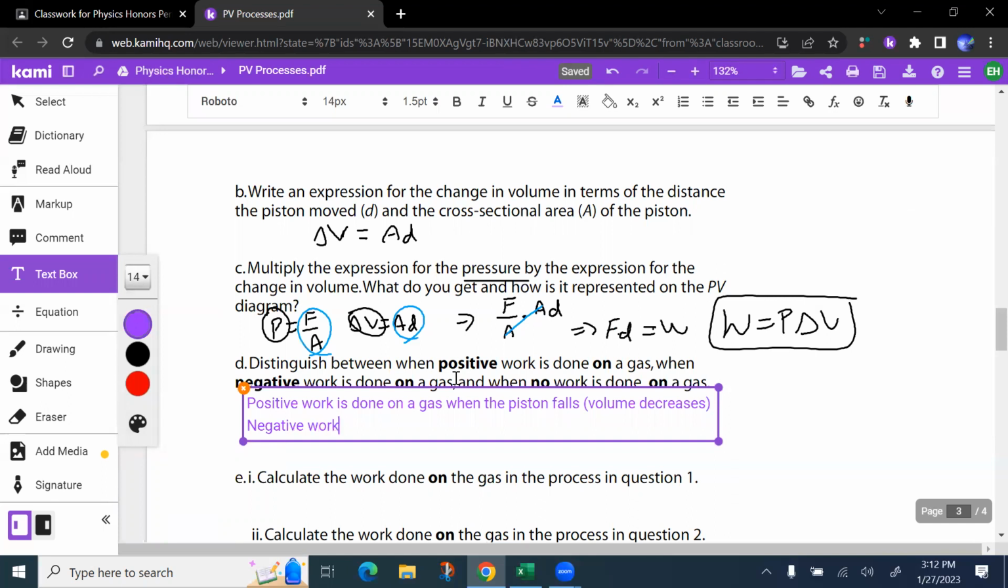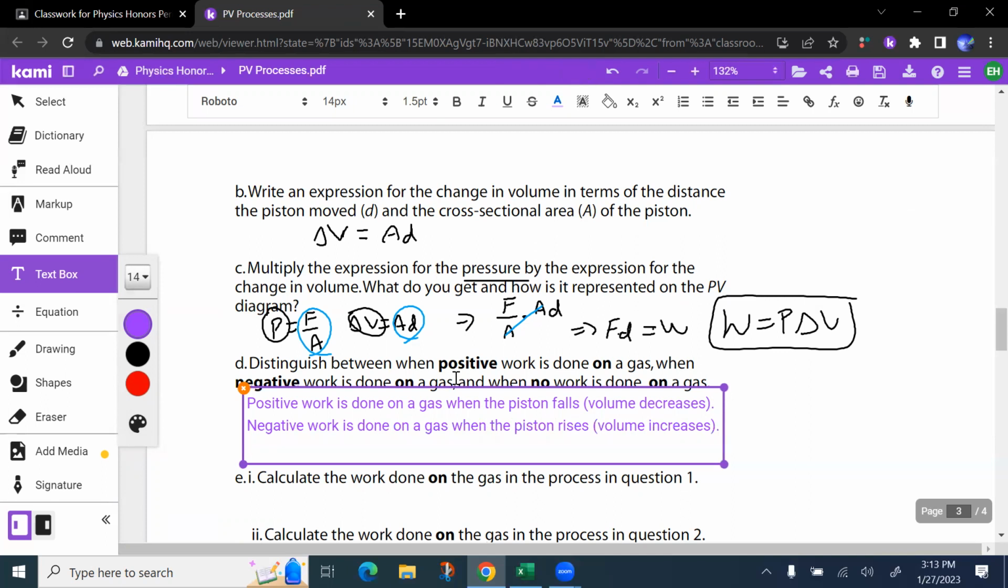Negative work is just the opposite. Negative work is done on a gas when the piston rises, meaning the volume increases, right? When the volume increases, the molecules start to slow down. So the kinetic energy and internal energy decrease. So when the energy decreases, negative work has been done. Okay, and no work is done when the volume stays constant. So the volume has to change in order for work to be done.